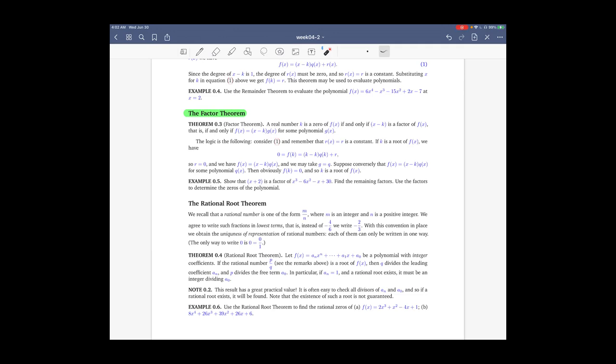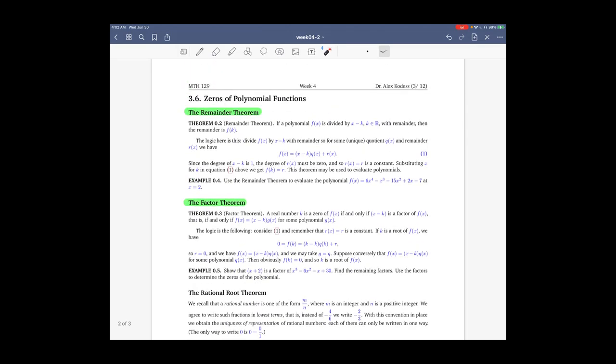And again, it's easy to explain why this theorem holds. By the remainder theorem, when we divide our polynomial f by x minus k, we again get a representation like this, where the remainder r is a polynomial of degree 0, because the degree of the remainder must be less than the degree of the divisor, and the degree of the divisor is 1, so the degree of the remainder must be 0. So r of x is really a constant r.